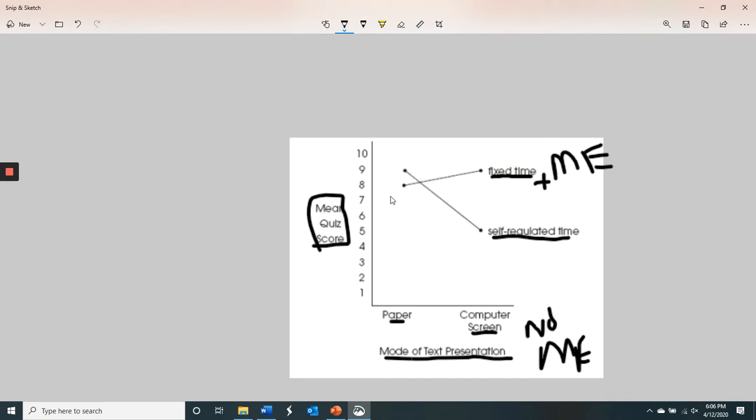So the interaction is that for paper, the difference between fixed time and self-regulated is small. They're about equal. However, on the computer screen, the fixed time people did much better than the self-regulated time people. So I hope with that statement, you can see that I'm not doing some sort of weird interpretation. I'm just looking at the dots in this case and describing them using these labels that are here. Let me flip that, which is actually looking at the lines.